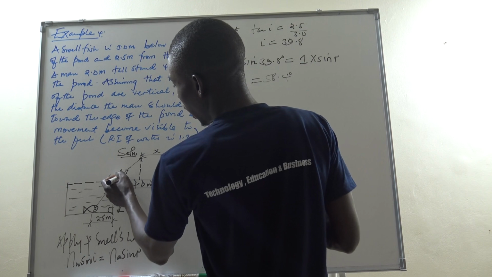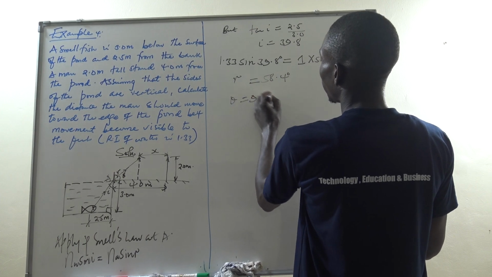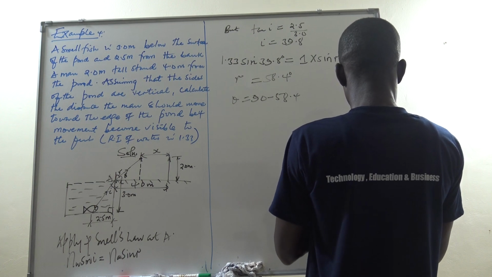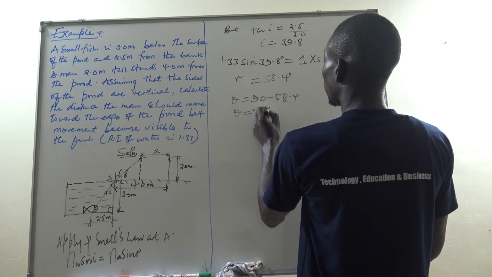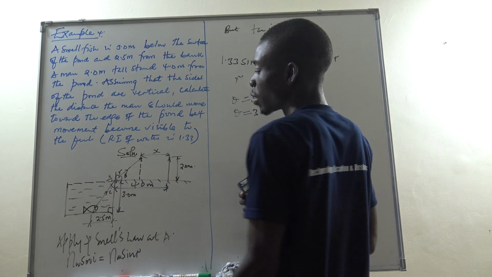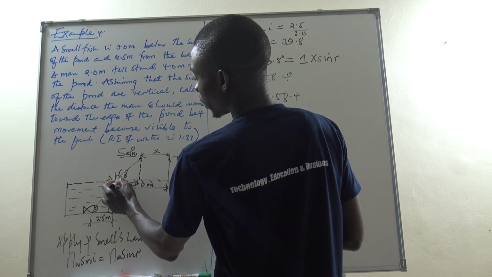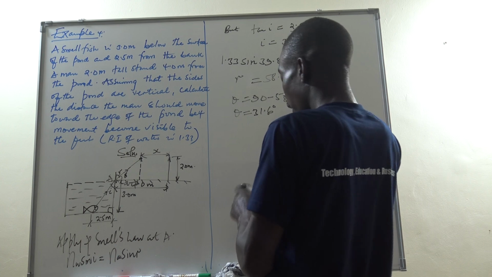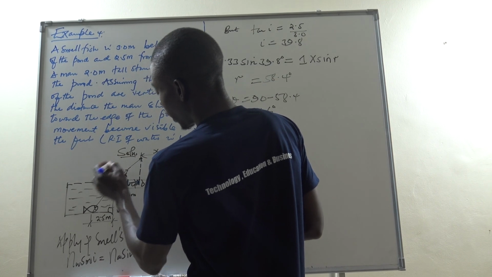And then if this is theta, I can say theta equals 90 minus 58.4. What is 90 minus 58.4? Theta is equal to 31.6. So if I get this angle by saying 90 minus, I will be in a position of getting this adjacent side. I can be in a position of getting what this distance is here. I can call it d.